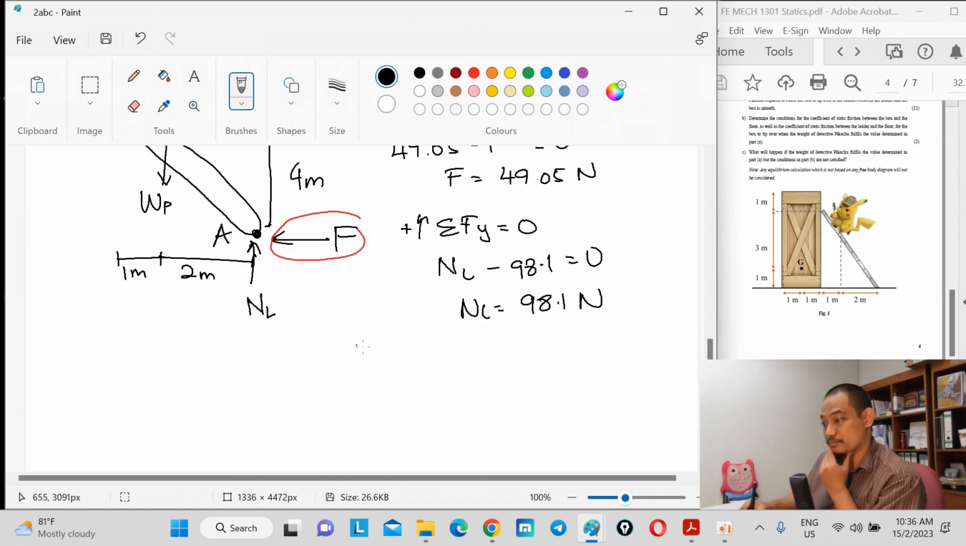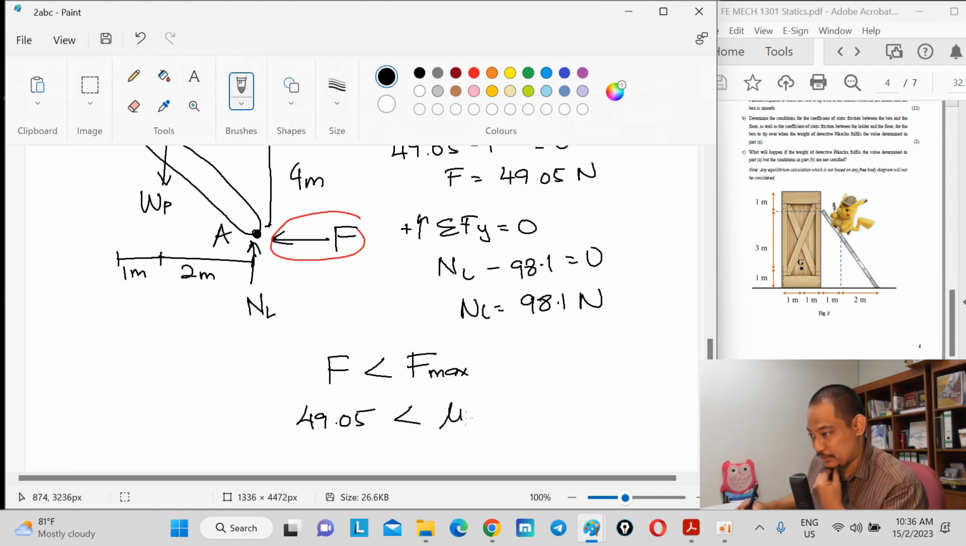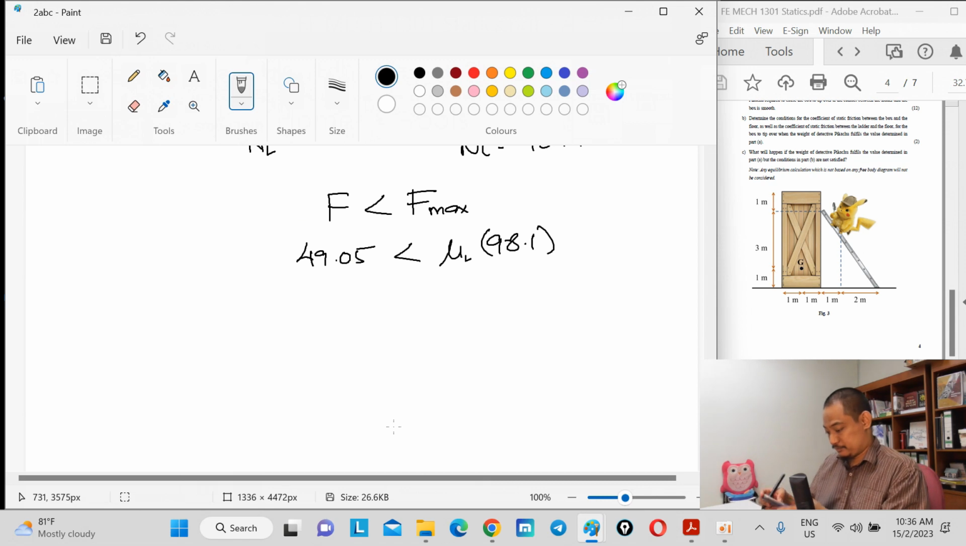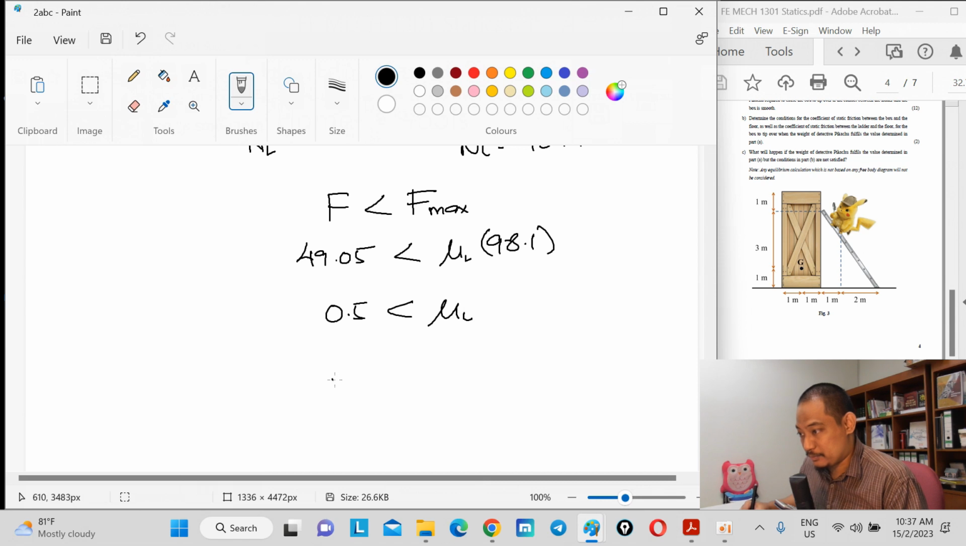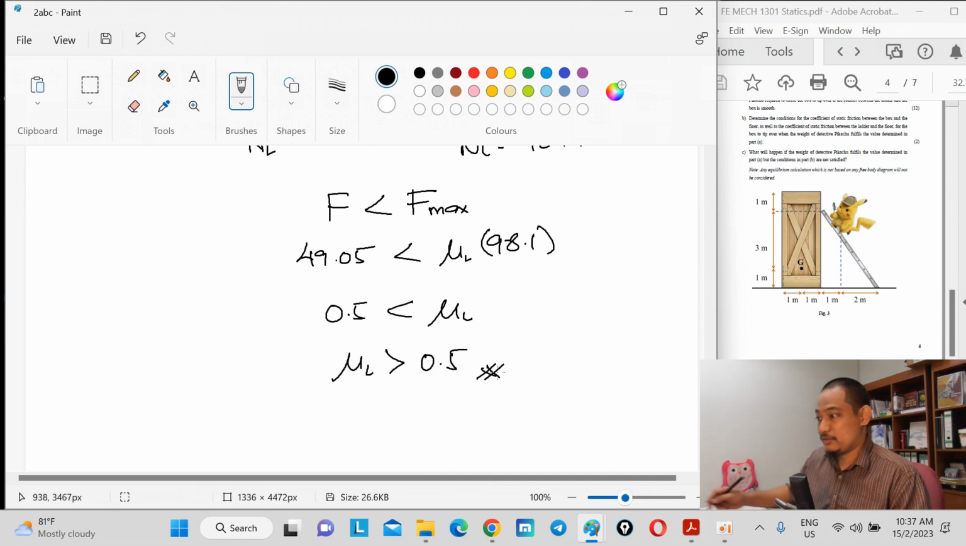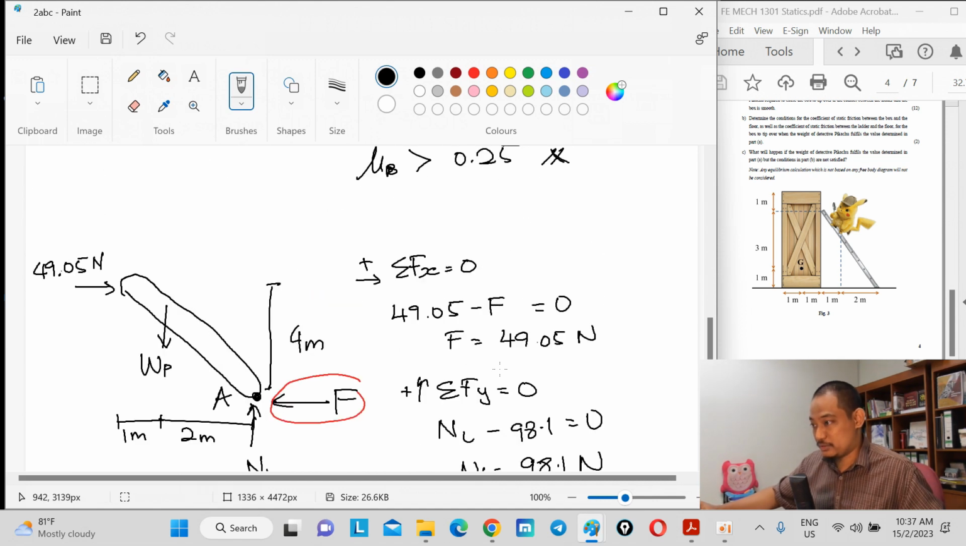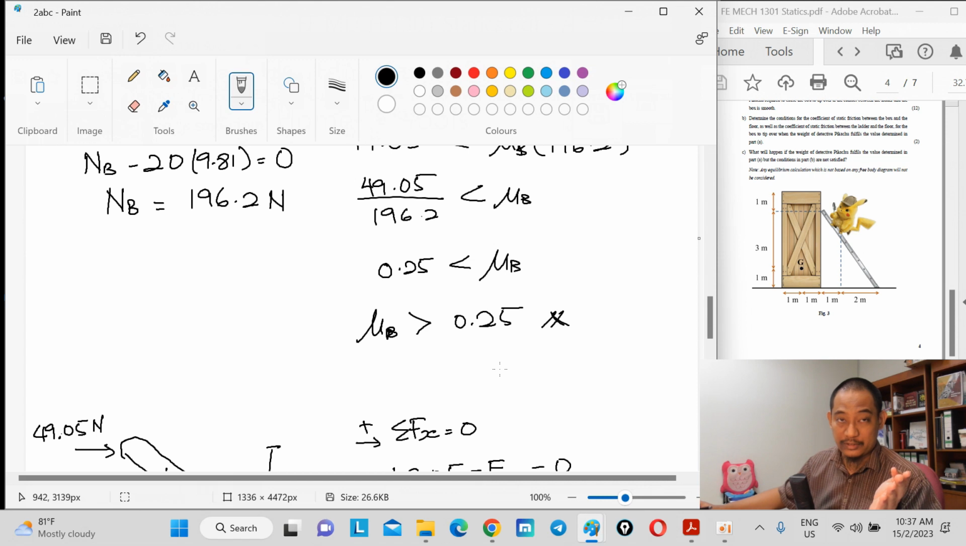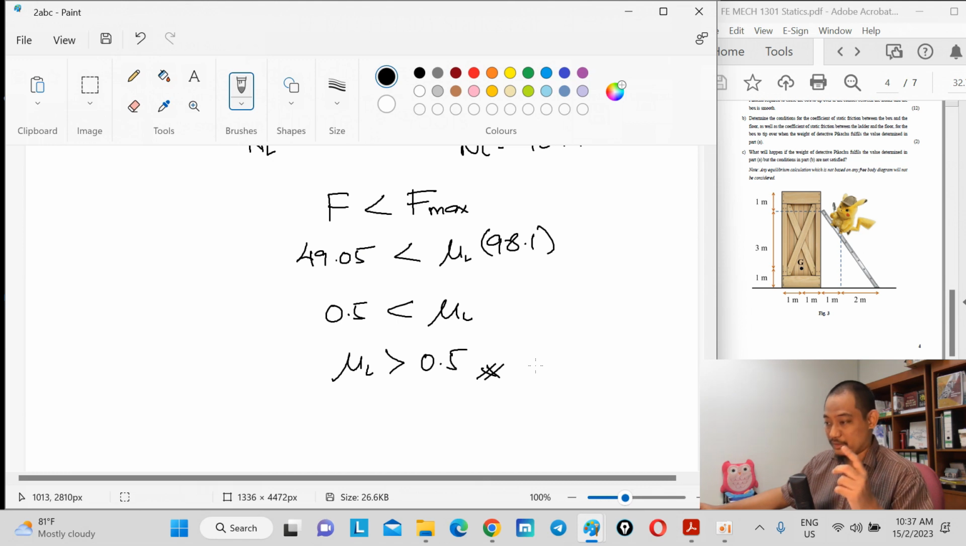So for the condition that F is less than F max, 49.05 should be less than mu_L times 98.1, or mu_L should be bigger than 49.05 divided by 98.1, which is 0.5. So that's the two answers, right? The coefficient of static friction between the box and the floor should be bigger than 0.25. The static coefficient between the ladder and the floor should be bigger than 0.5. Alright.